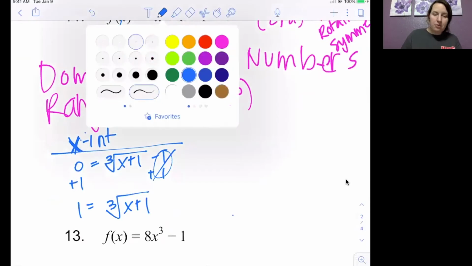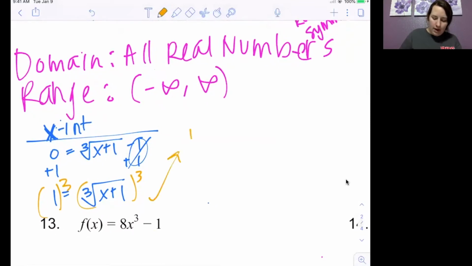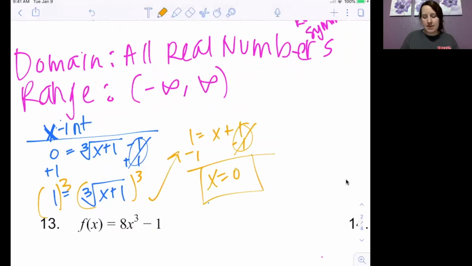To get rid of the cube root, the inverse of this function is to cube both sides. So I get 1 equals x plus 1. When I subtract 1, we find out x equals 0. So this is going to cross the x-axis at 0.